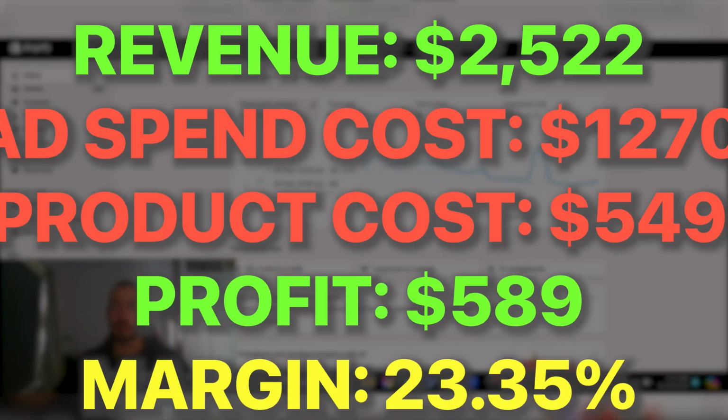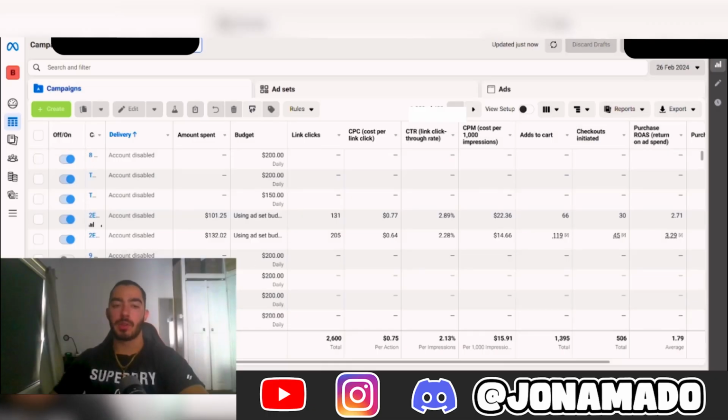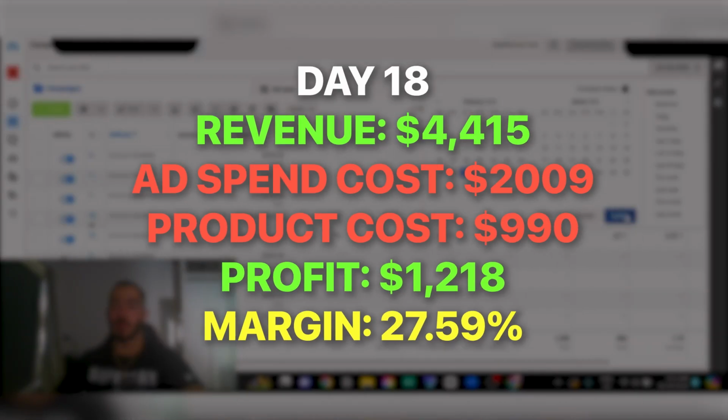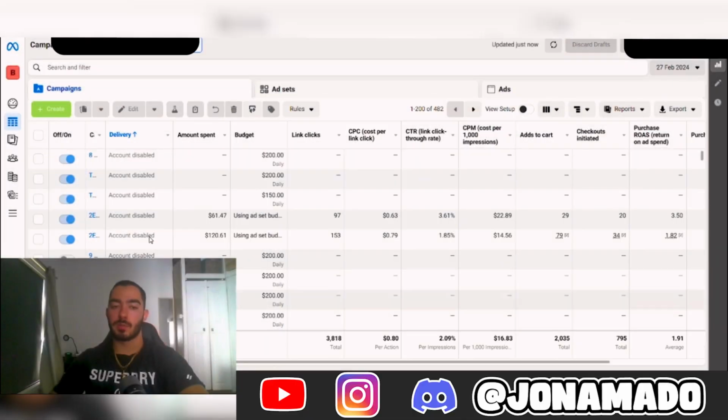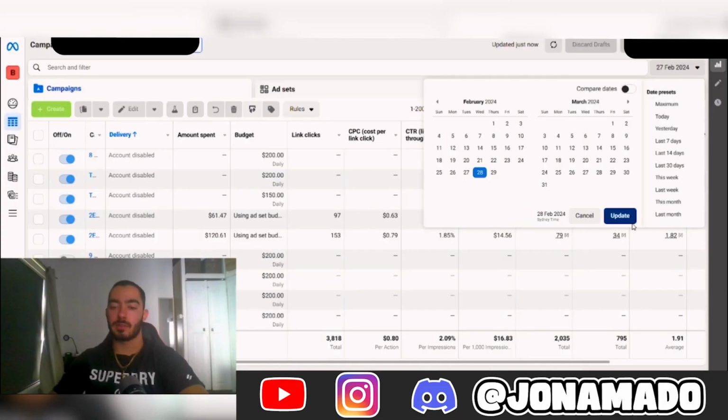Then the 26th, 2.5K, we spent 1.9. So the profit went down a little bit. It's all good because the next day we did 4.4K in revenue and spent 3K. So it was very profitable. And then the day after that we hit 8K and we spent 4.8K, so it's a very, very profitable day. I was very happy with this.